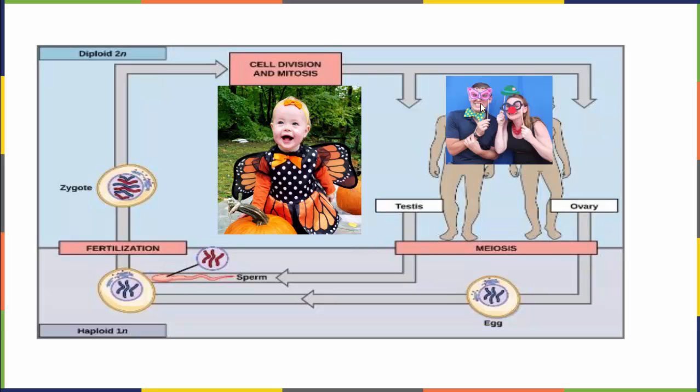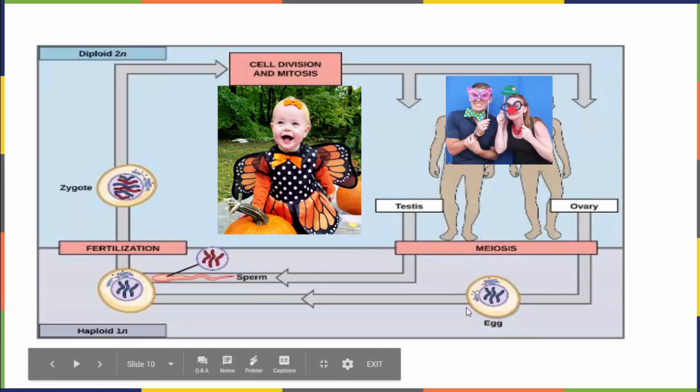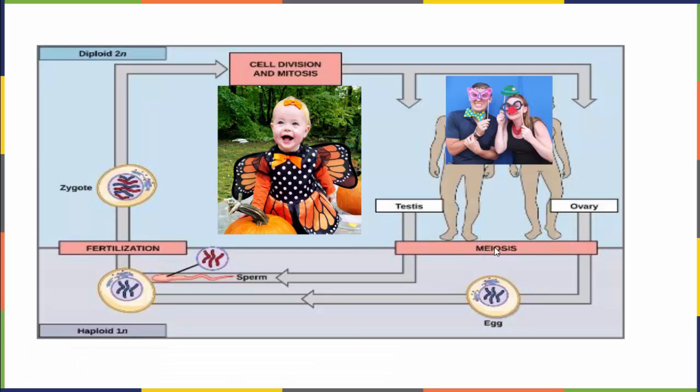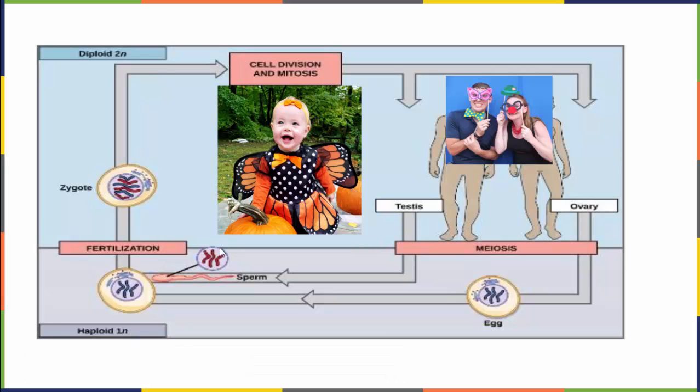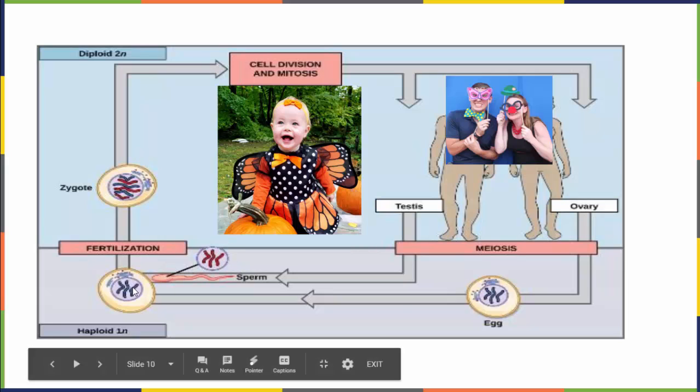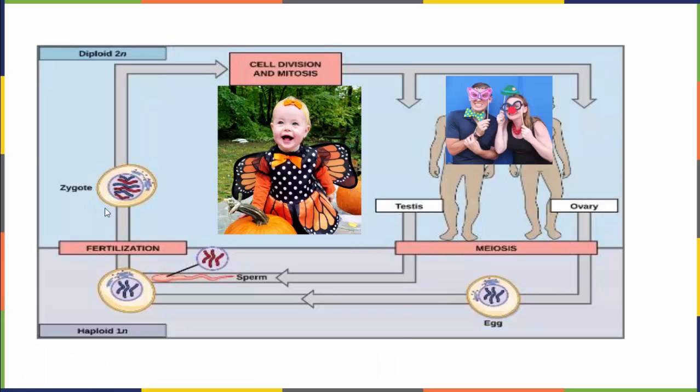So here's my husband, here's me. He would make sperm in his testes, I would make eggs in my ovaries. The way that I would make my eggs, or that he would make his sperm, is through meiosis, which is what we're talking about today. And then of course we have sperm plus egg fertilization, we get a zygote, and you can see that in this case the egg had the blue colored chromosomes and the sperm had the red colored chromosomes, and now they have combined in this zygote here.